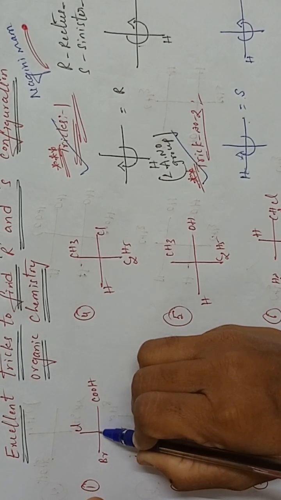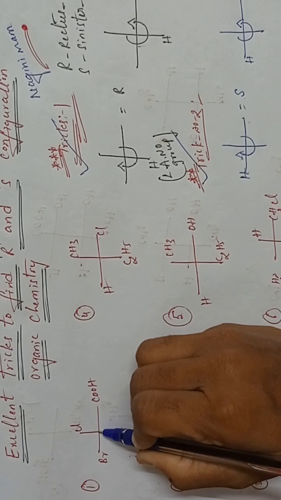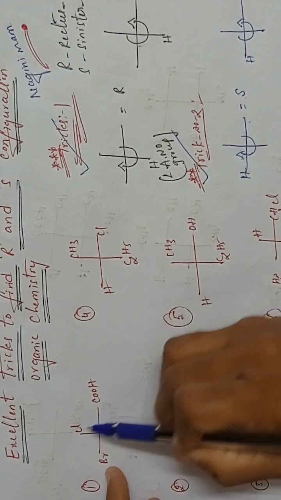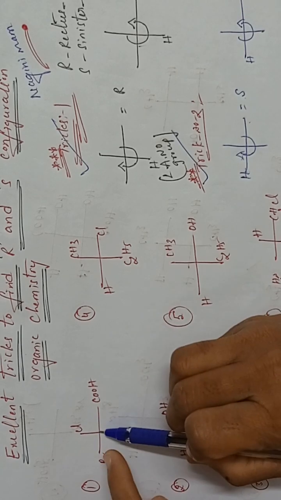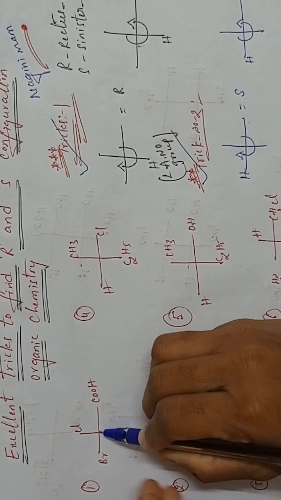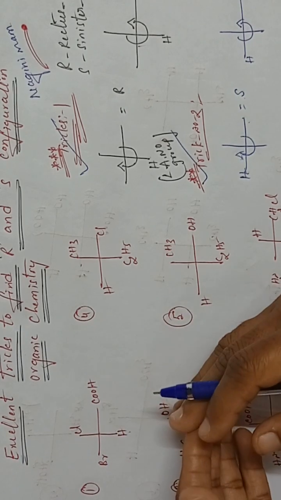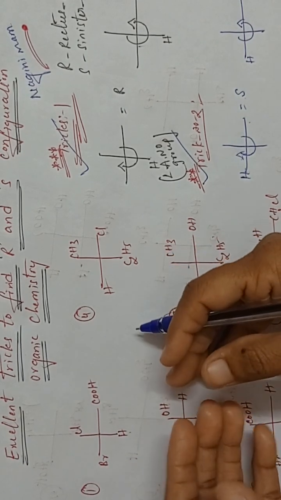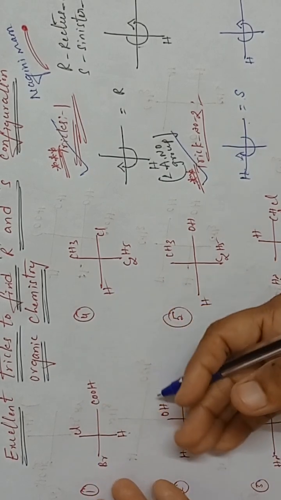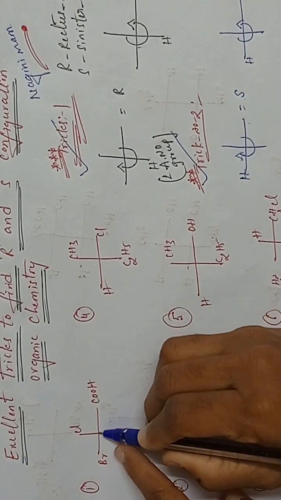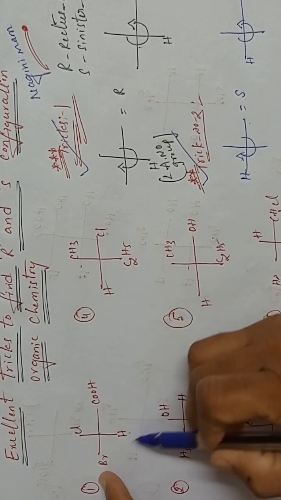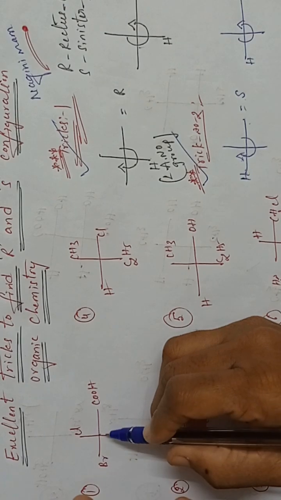Chiral carbon means what, students? The carbon which is surrounded by 4 different groups: bromine, chlorine, hydrogen, COOH. So this is the chiral carbon, or asymmetric carbon. Chiral center, stereo center, stereogenic center, different names are there. That means this carbon is surrounded by 4 different groups. All are different.